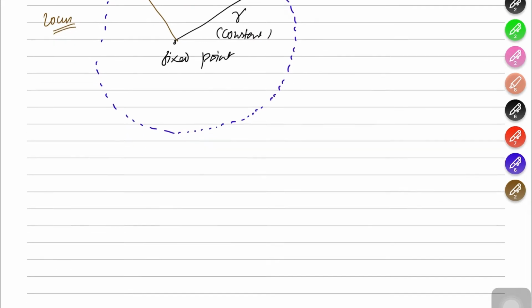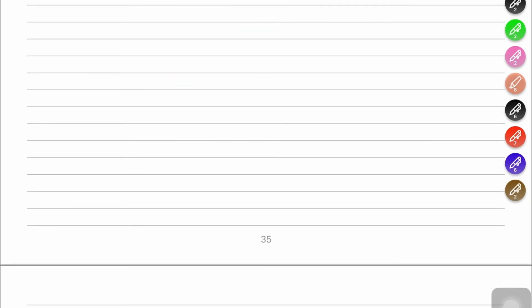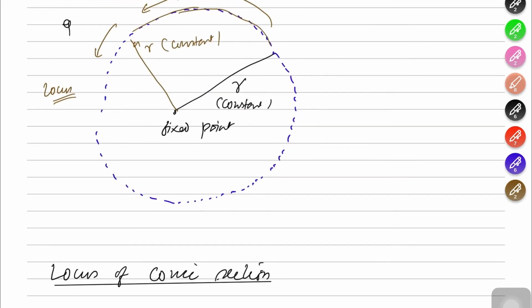In the same way, if we talk about the locus of a conic section, it must be satisfying some condition, just like in the case of a circle, which satisfied two conditions. First, the point was moving such that its distance from a fixed point was constant. So one was a point, the other was a distance. The distance was fixed and the point was fixed.